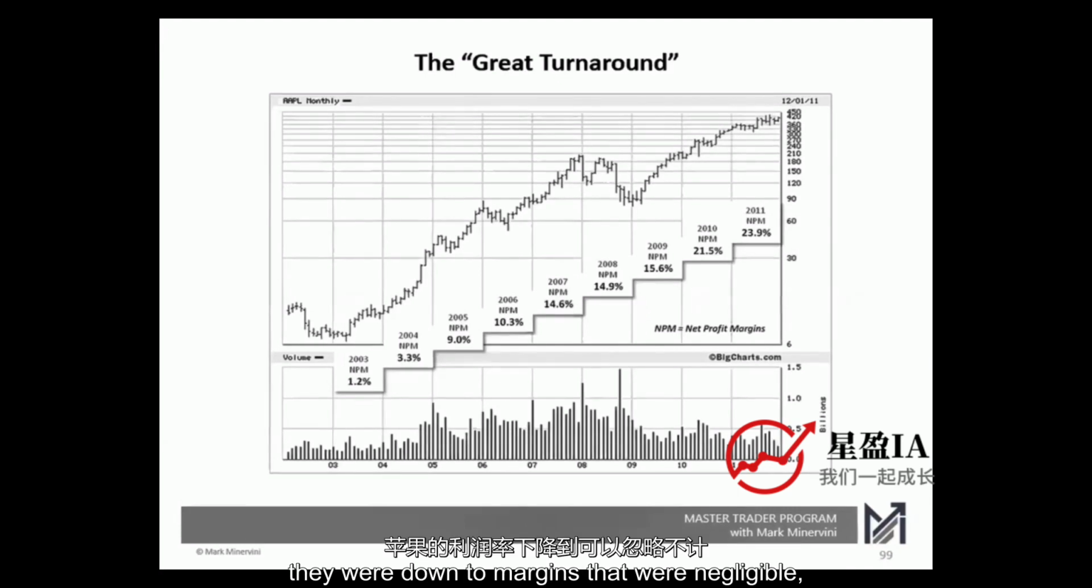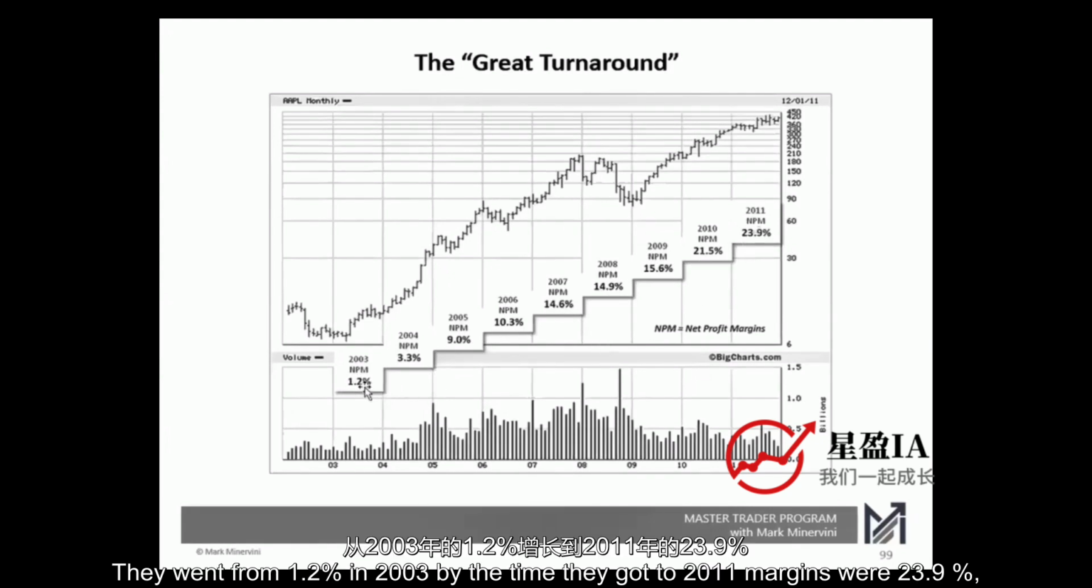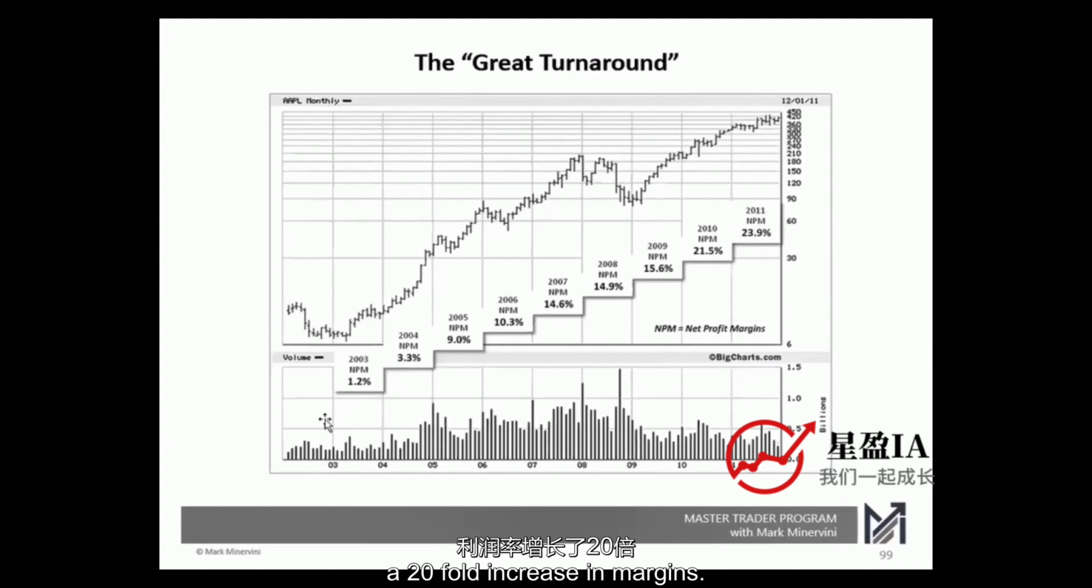They were down to margins that were negligible, actually less than 1%. In 2003, they had 1.2% margins. Look at the growth story here. Look at the margins. They went from 1.2% in 2003 to 23.9% by 2011. A 20-fold increase in margins. And you wonder why Apple is Apple? There it is, right there.